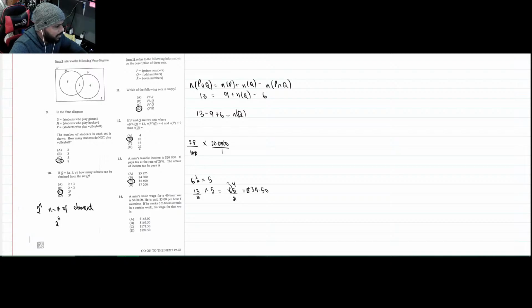So I have to add this to his 160. Shucks, my bad. 2 into 65 is 32. Right, so this here is $192.50. My mistake.